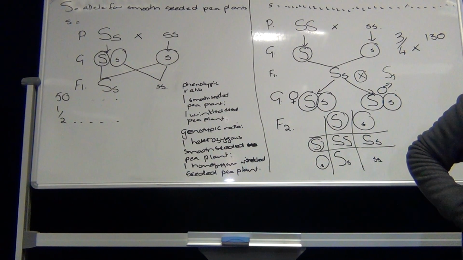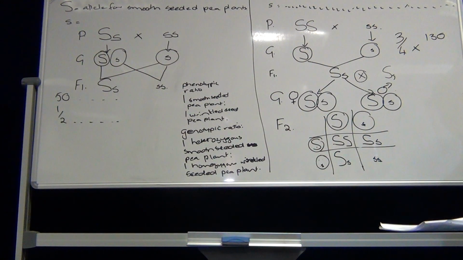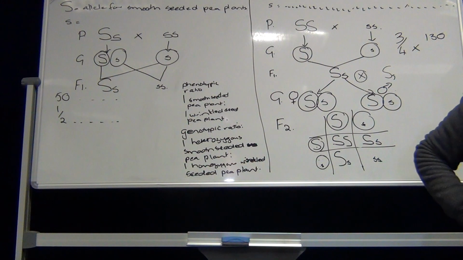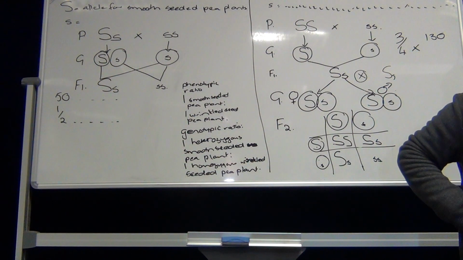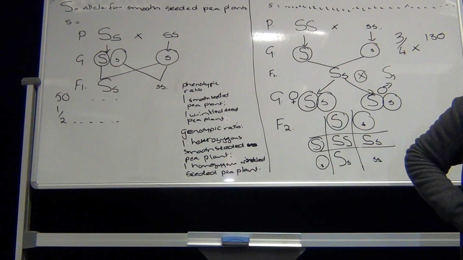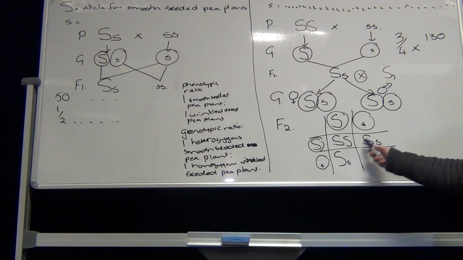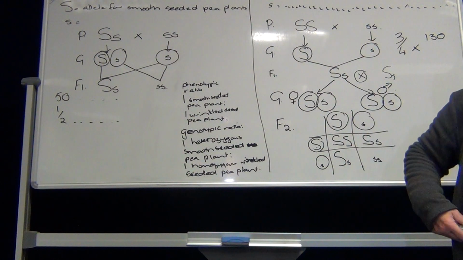What percentage of the F2 is homozygous for straight hair? 25%. You okay with that? What proportion of the F2 are hybrid? So it would be either 50% or a half. I'm okay with you doing either of those.